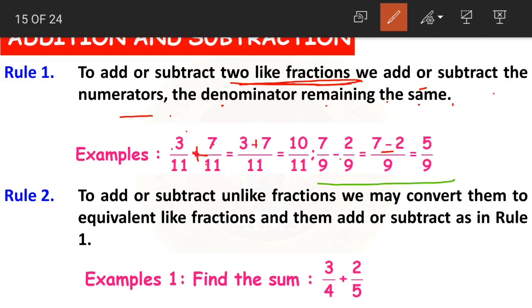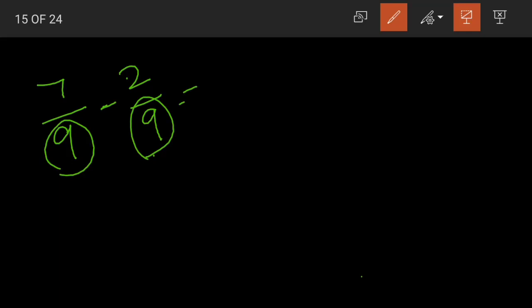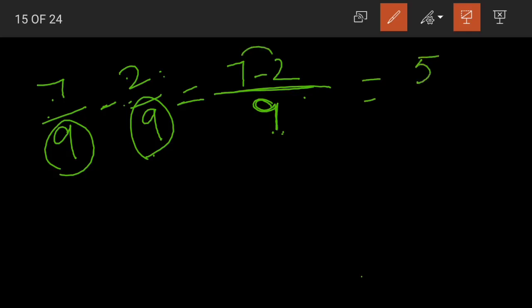Now coming to the subtraction part here. 7 by 9 minus 2 by 9. Again, what are these two fractions? These two are like fractions. So we can perform subtraction here. How do we subtract? Again, subtract the numerators first. 7 minus 2. Then write the denominator divided by 9. Yes students, 7 minus 2 divided by the denominator 9. What is 7 minus 2 equal to? 7 minus 2 is equals to 5 divided by 9. So the subtraction of 7 by 9 and 2 by 9 is equals to 5 by 9.